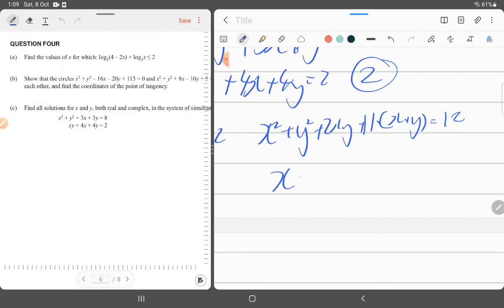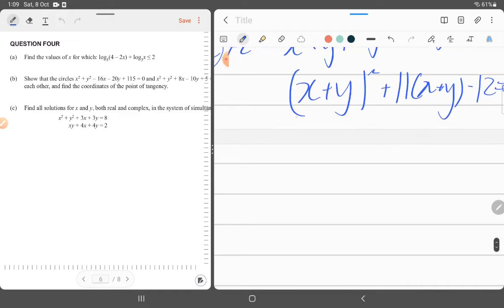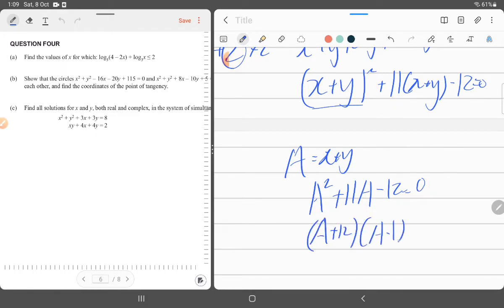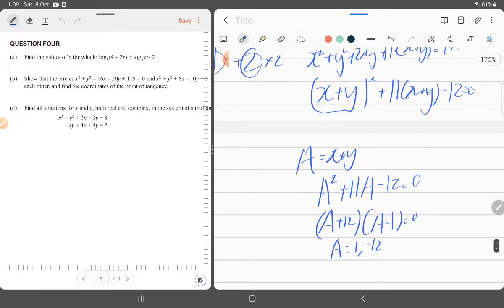Actually, no, yeah, we can just group (x plus y) squared plus (x plus y) take away 12 equals 0, and then we can just let a equal x plus y. So a squared plus a take away 12 equals 0, which gives a equals 3 or negative 4.